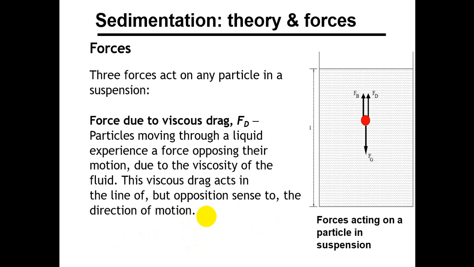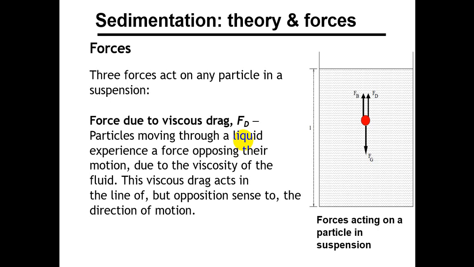Force due to viscous drag. Particles moving through a liquid experience a force opposing their motion due to the viscosity of the fluid, like I said earlier on. So viscous drag has to do with the viscosity of the fluid. This viscous drag acts in the line of, but in the opposite sense to, the direction of motion. So as the particle moves downwards, the viscous drag moves upwards.